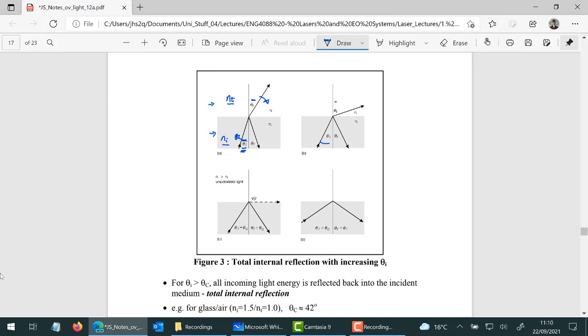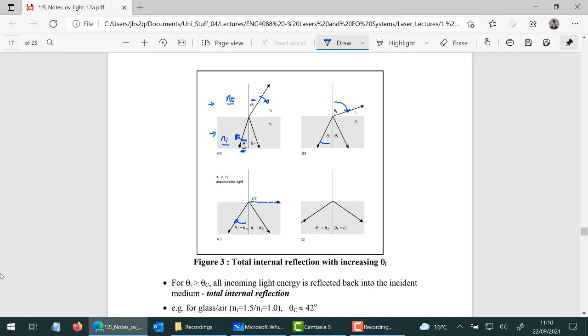As we go further round, we get to a point where, at some critical angle, the transmitted angle, theta t, is 90 degrees. In other words, the light is travelling effectively straight along that surface instead of being transmitted off at some angle. It's then travelling parallel to the surface.